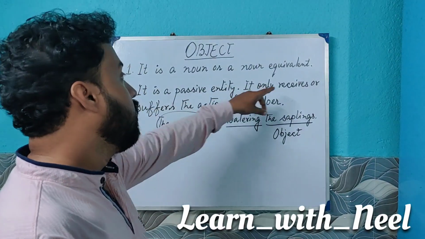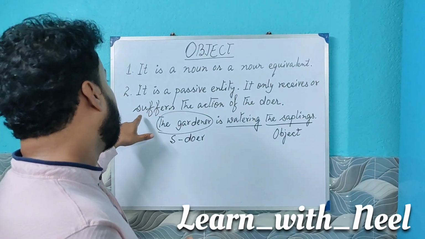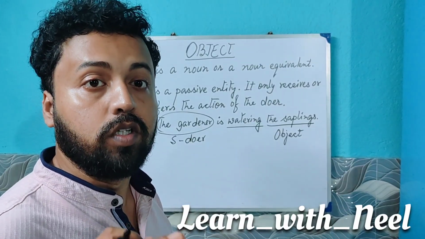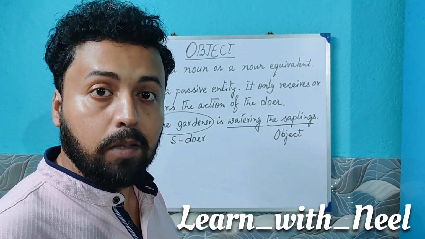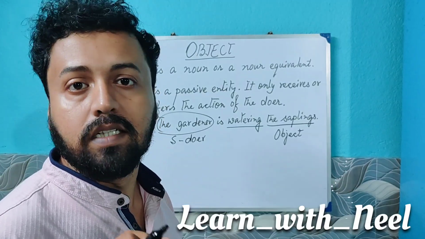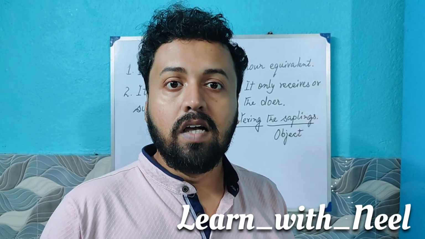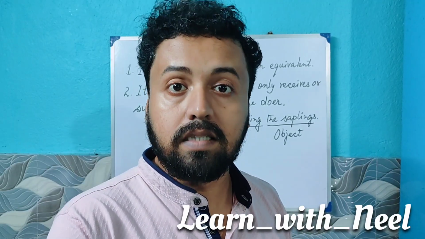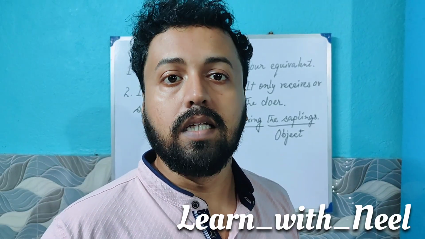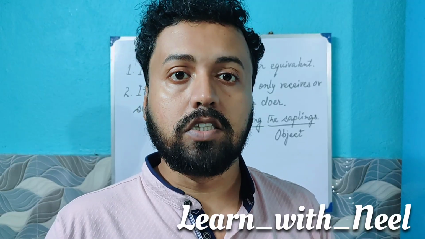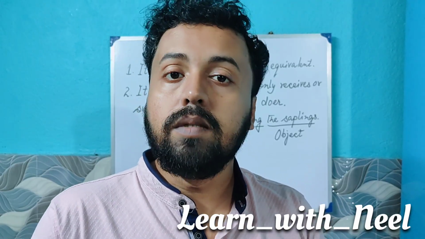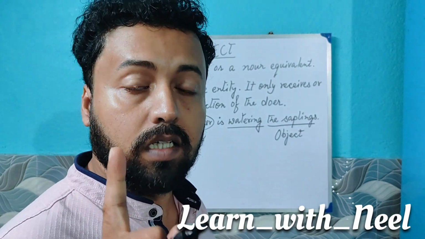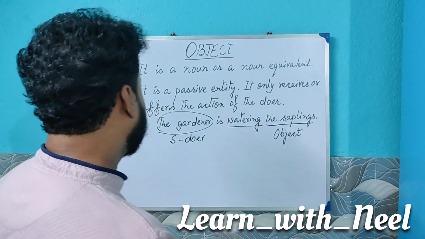An object is a receiver or sufferer of an action. That is the most vital point that you need to remember about an object, and it will help you in identifying an object in a sentence. You need to see who or what is receiving the action. The person that does the action is the doer, and the person or the thing that receives the action is the object in a sentence. Now we are left with another vital point of an object.